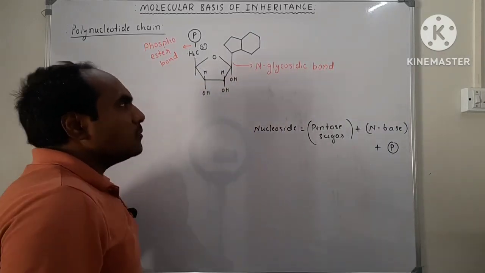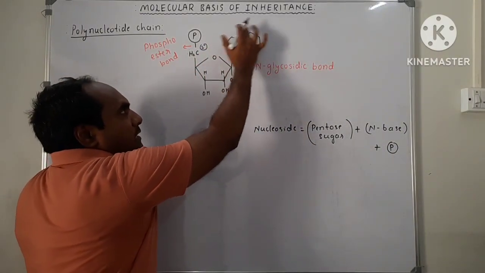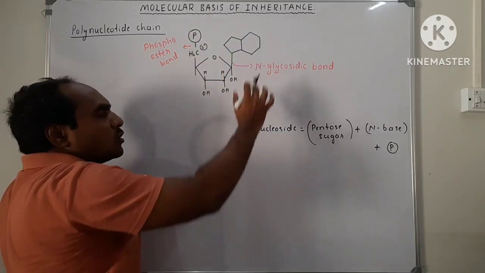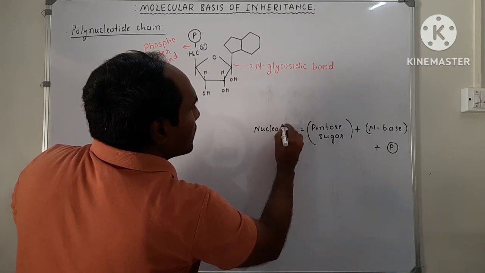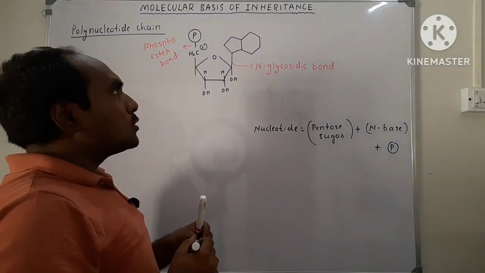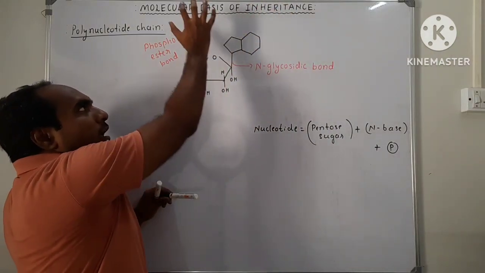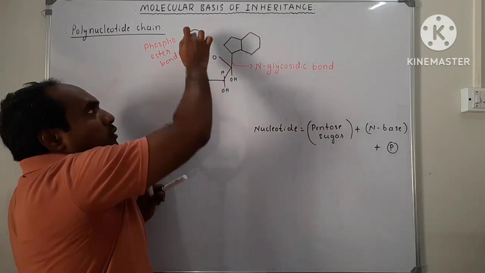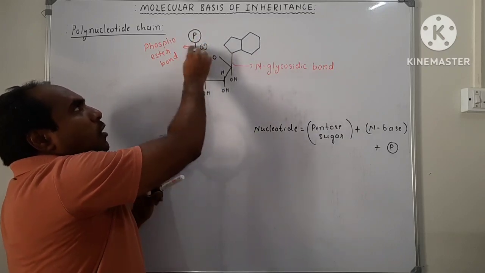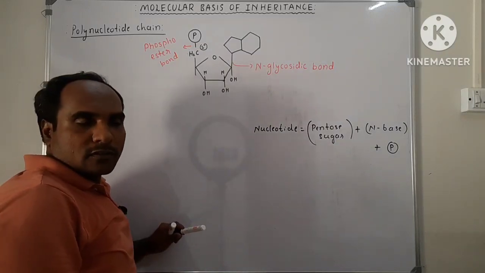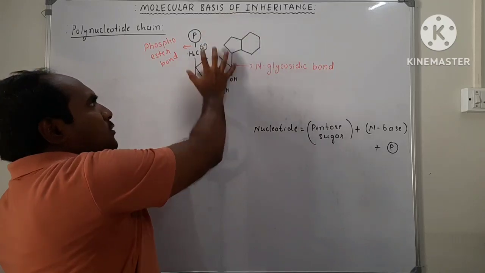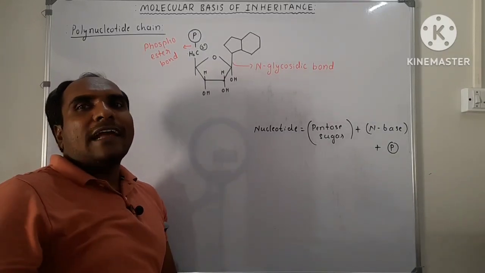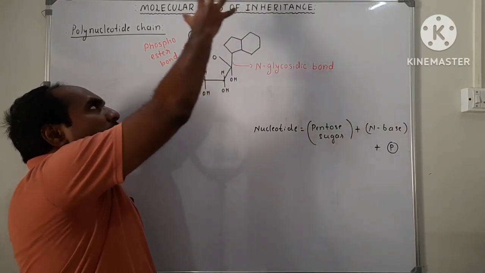Nucleoside plus phosphate. That means the combination of pentose sugar and nitrogen base is called nucleoside. If phosphate is attached to the nucleoside at the fifth carbon atom of the pentose sugar, then this unit is called nucleotide. In this way, nucleotide is made up of nitrogen base, pentose sugar and phosphate group. Nitrogen base is attached to the pentose sugar with an N-glycosidic bond, and the phosphate group is attached to the fifth carbon atom with a phosphoester bond. Getting my point?